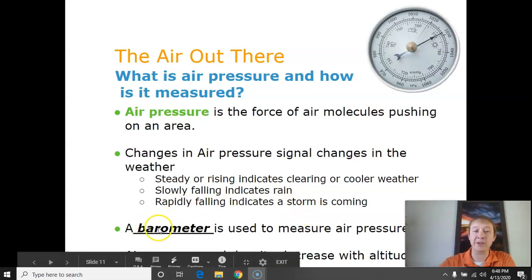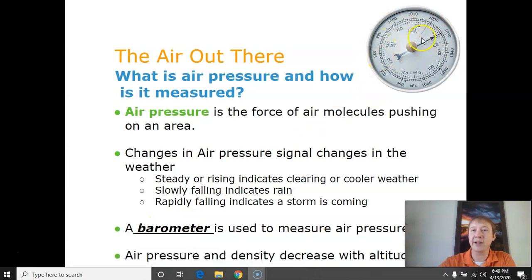We measure air pressure with a barometer, which you can see here. There's a picture of one up in the top corner. Right now, what this barometer reads is it's probably nicer weather out, so we see how it shows sunny. As it begins decreasing, when we get lower, that's where we see rain. And if it happens really, really quickly, that's when we get storms.